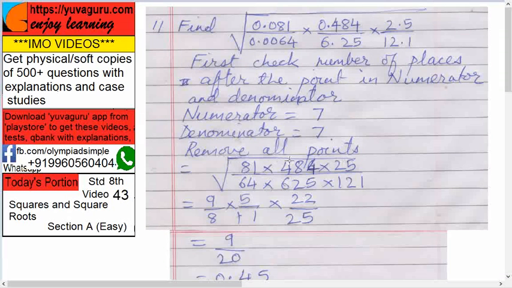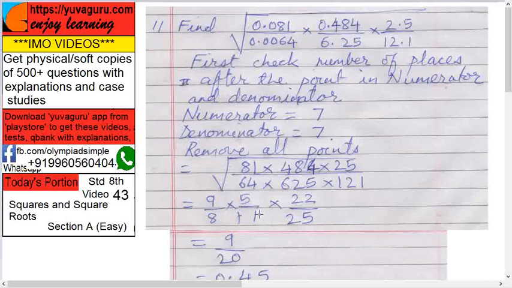Now under the square root, I have 81 upon 64. 81 is 9 squared, 64 is 8 squared, so the square root sign is gone. Then 5 upon 11, this is from 25 and 121. I brought the easier ones first and the tougher ones afterwards. So 25 gives 5, 121 gives 11, then 484 gives 22, 625 gives 25.